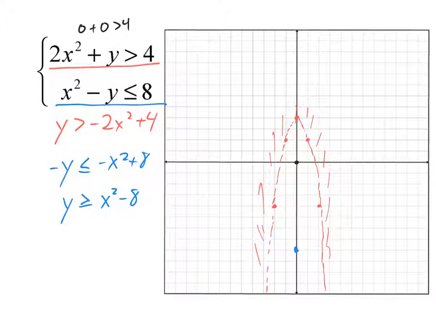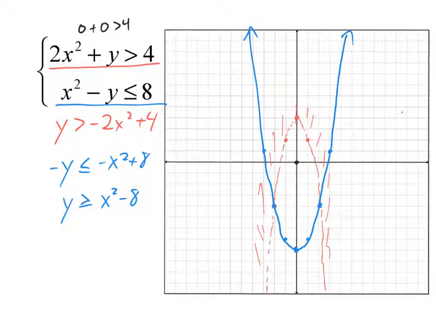And it's a regular parabola, so I'm going to go over 1, up 1. And over 2, up 4 from the vertex. And then over 3 and up 9. And this one is less than or equal to, which means this is going to be a solid line. And then I'm going to check the point 0, 0 again. So it's going to be 0 minus 0 is less than or equal to 8. And 0 is less than 8, which means it's going to be shaded on the inside of this parabola.